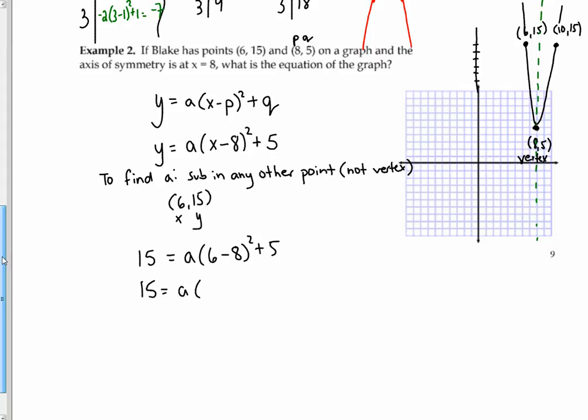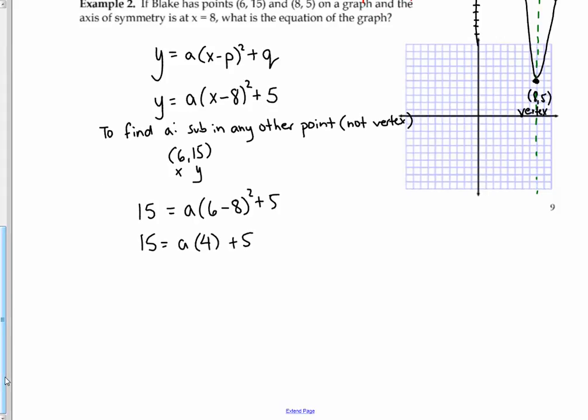Okay, 6 minus 8 is negative 2, squared. Negative 2 squared is positive 4. So we want a by itself. First step is to subtract the 5. We have 10 equals 4a, and then dividing 10 by 4 gives me 5 over 2, or 2.5.